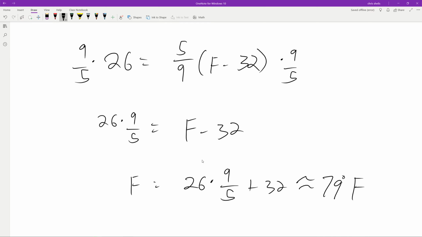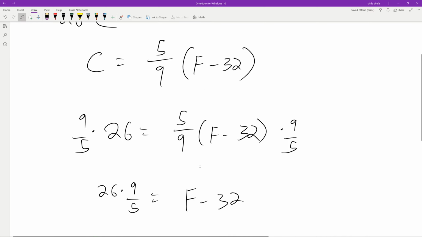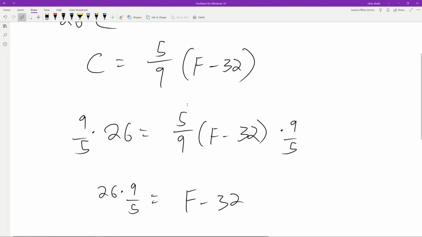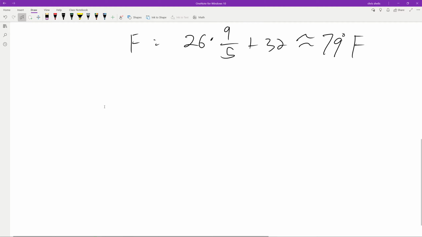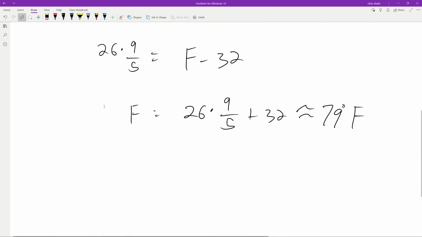So this formula takes a Fahrenheit temperature and it outputs a Celsius temperature, right? But I could devise another formula that instead takes a Celsius temperature and outputs a Fahrenheit temperature. This is the idea of an inverse function, where my input becomes my output and my output becomes my input.